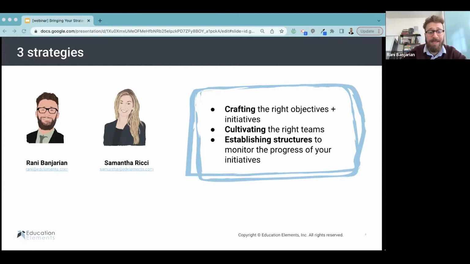And then, of course, we'll have time at the end of the session to take questions from folks that are attending. And so if you have specific questions around building buy-in, and if that's not something that we necessarily touch on in that second strategy, cultivating the right teams, we'll have time at the end to take your questions.